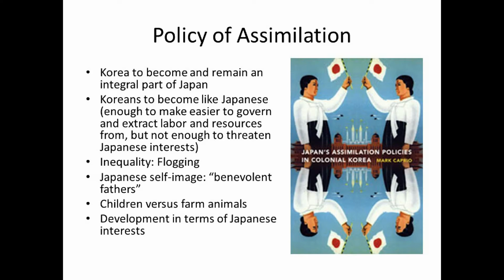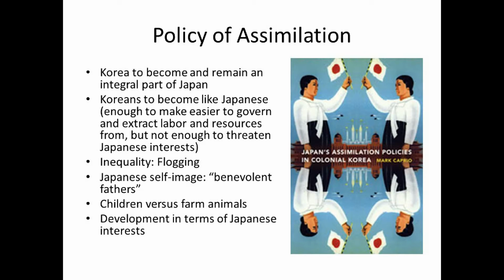Koreans are always just not similar enough to the Japanese to get their equal rights. However, they are expected to still sacrifice for the good of the Japanese Empire, of which Korea is now a part. And to give you a sense of this, from 1910 to 1919, Koreans could be flogged for crimes committed in Korea. Japanese who committed those same crimes could not be flogged, right? So this is an example of what I mean, where you have this kind of inequality.